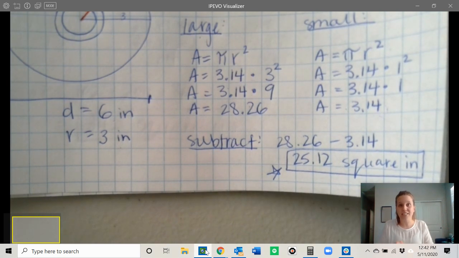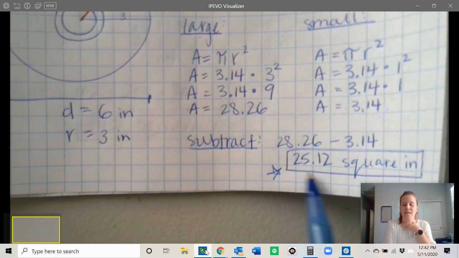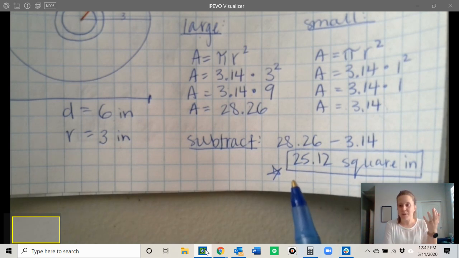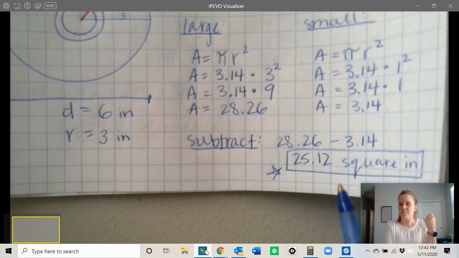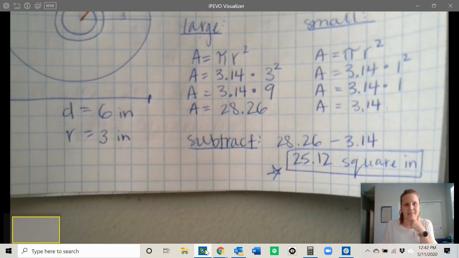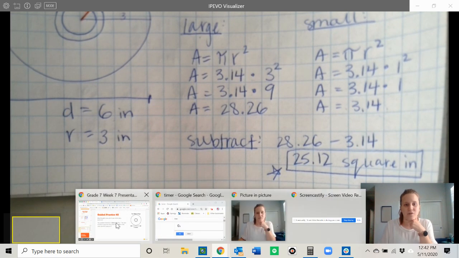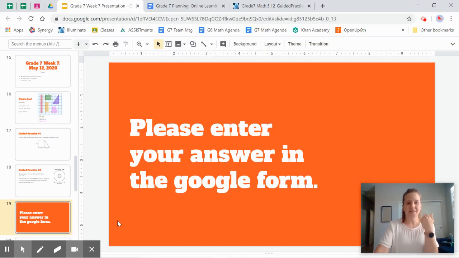Awesome. We are going to enter this answer into our Google form for question number 2. When you do that, only type the number, okay? 25.12. If you put any spaces or if you make a spelling error, then the computer's going to mark it incorrect, and I want you to get it correct. So just typing in the number, please, into the Google form. All right, go ahead and enter your answer for question 2 now.